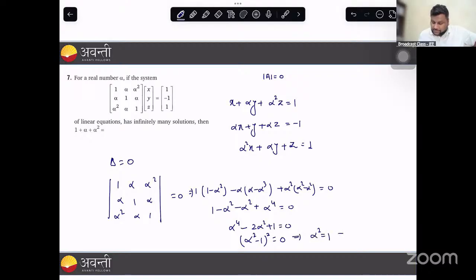So that is alpha square minus 1 whole square equals 0. Implies alpha square is 1. Implies alpha is plus minus 1.